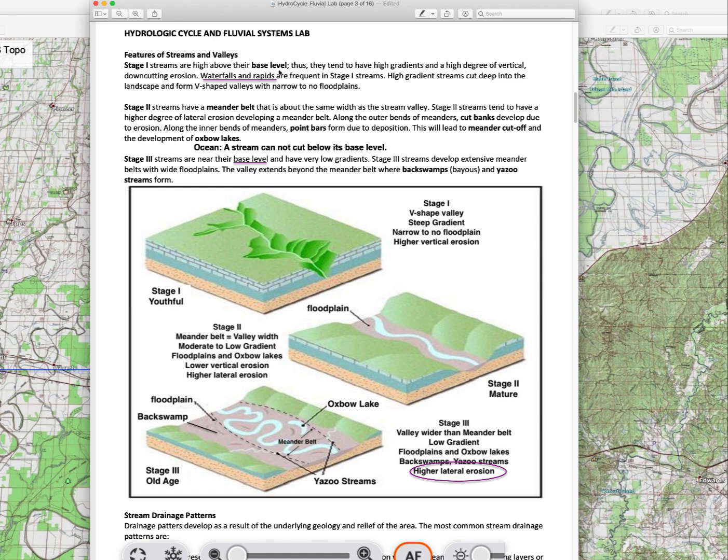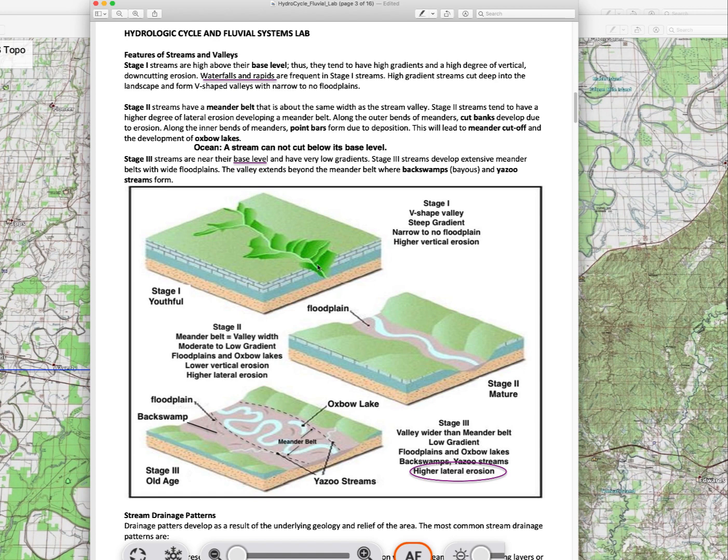Remember, base level is the lowest point a river can cut. Remember, rivers are cutting down into their channel, and as they cut more and more into the channel, they eventually want to reach base level. You cannot cut any lower than base level, because once you cut below base level, usually that base level is an ocean, then water would be flowing upstream, so you're not going to have that.